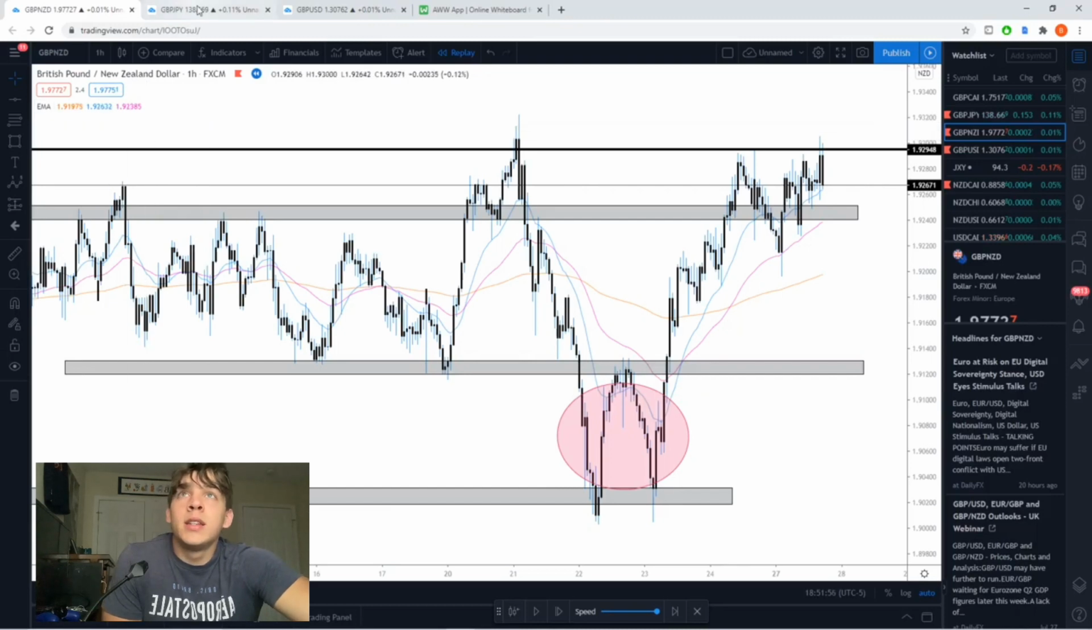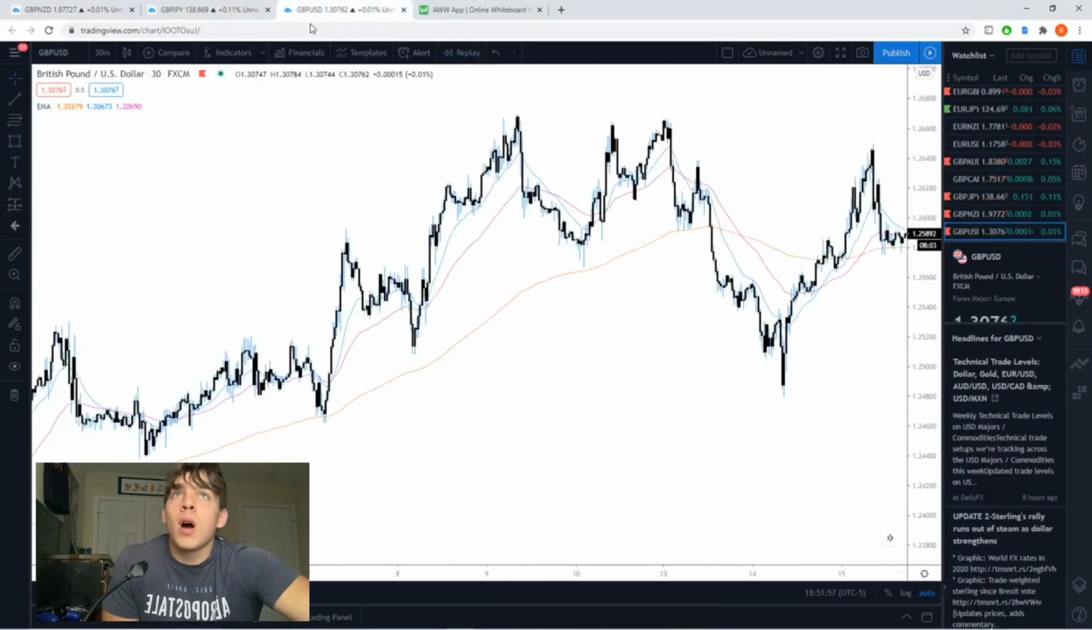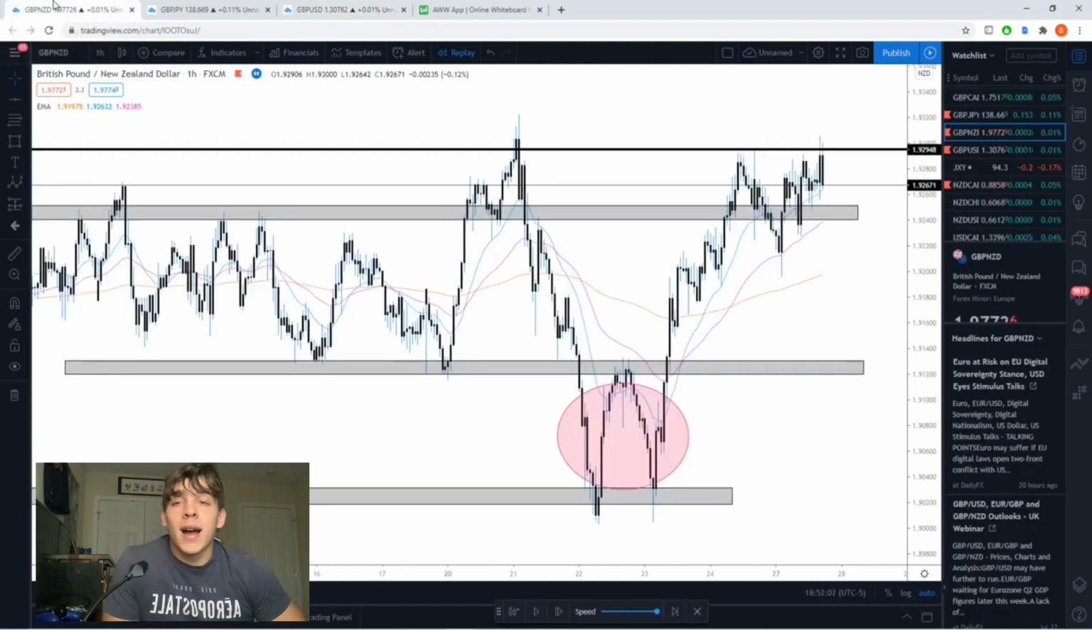I have GBPNZD as well as GBPJPY and GBPUSD. I have a trade set up that I'm going to walk you guys through on each one of these pairs, and I'm going to be fully breaking down how you could be trading these setups if you did have a small account, and you can keep your losses very small with your wins potentially very large, because that is the full concept of flipping an account.